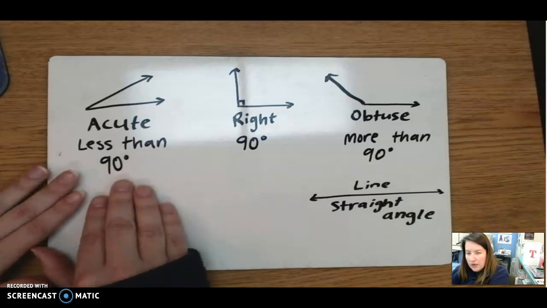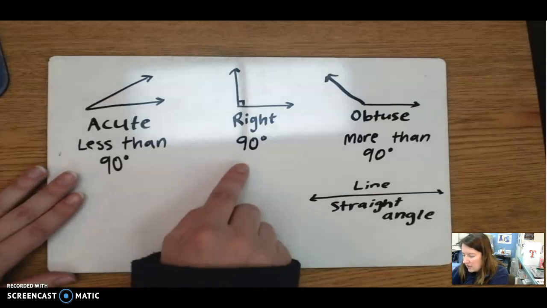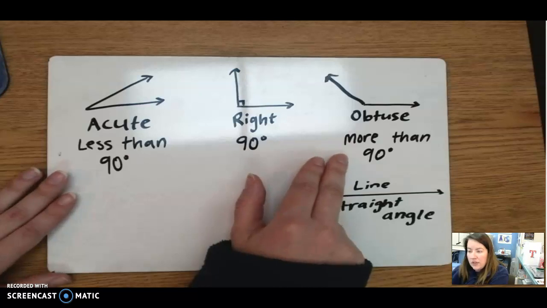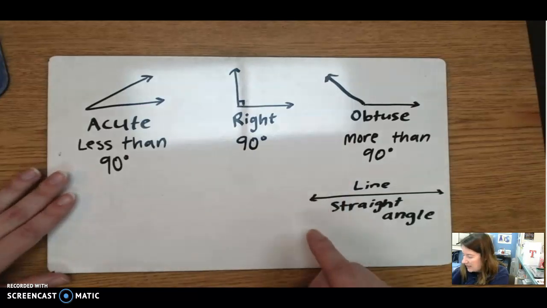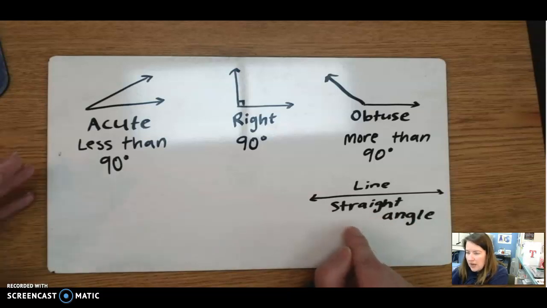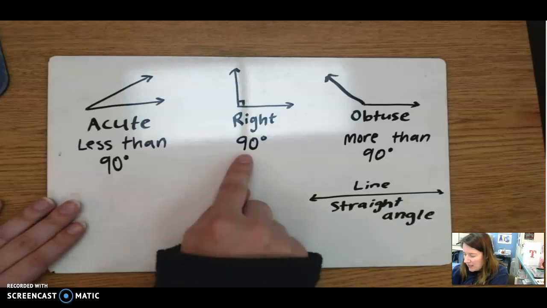We know an acute angle is always less than 90 degrees. A right angle is always exactly 90 degrees. An obtuse angle is always more than 90 degrees, and we know we have a line, or sometimes that's called a straight angle. What I want to talk today about are these degrees, right?